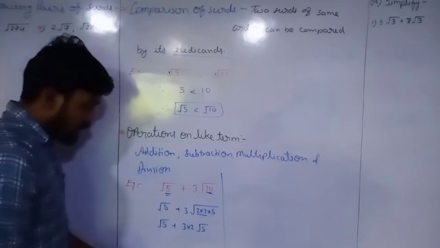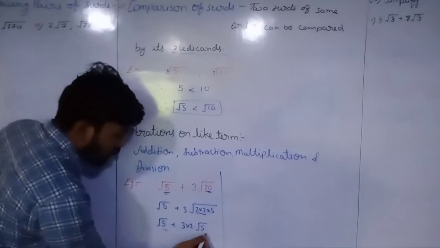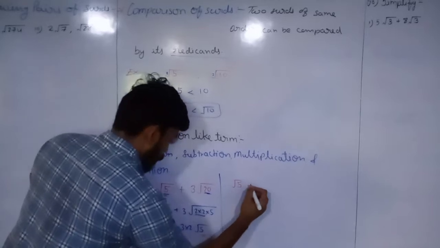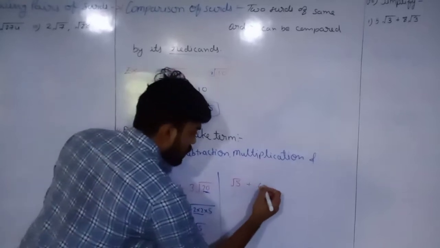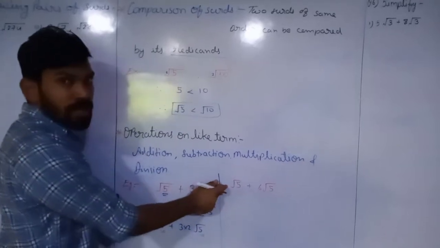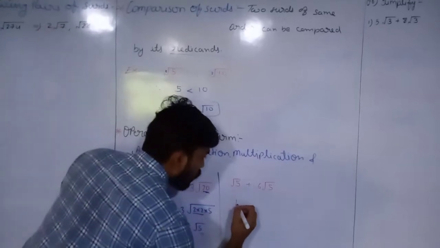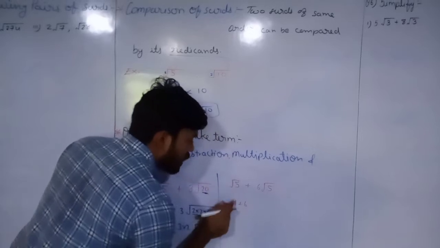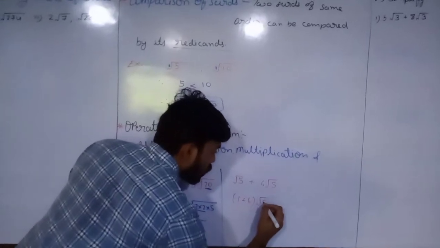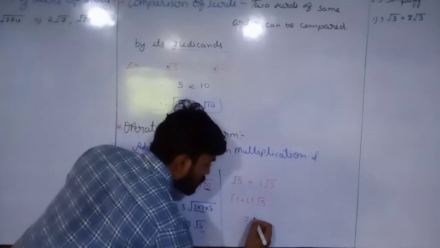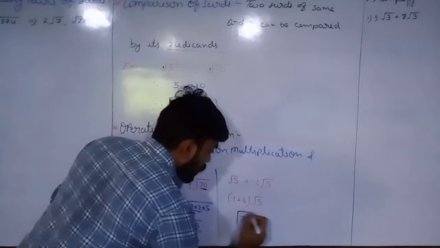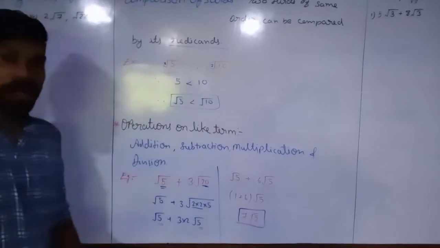Now you can see, here also we have root 5. So root 5 plus 3 into 2, which is 6, root 5. Here we also have root 5 with no number, which means 1. So 1 plus 6, and here we have root 5. So it will become 7 root 5. This is our answer. I think you got it.